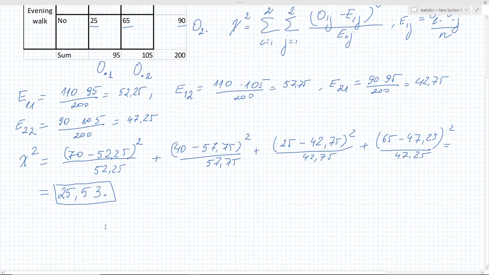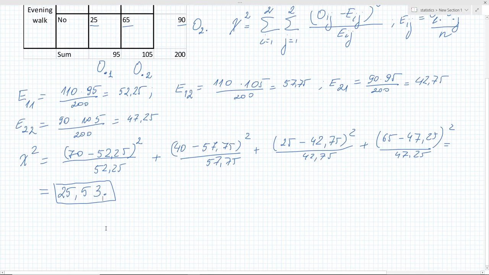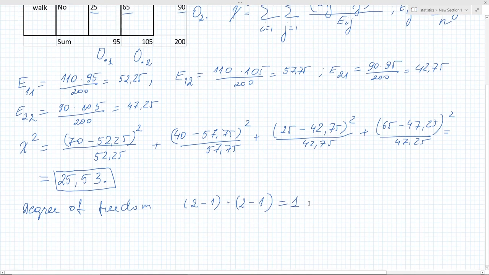25.53. Now, if the null hypothesis holds, this test statistic has to follow a chi-square distribution with one degree of freedom, which is equal to the number of lines minus 1 times the number of columns in the table minus 1, which is equal to 1. And we also have to pick a significance level for our test, and we just pick the most popular value of 0.05.